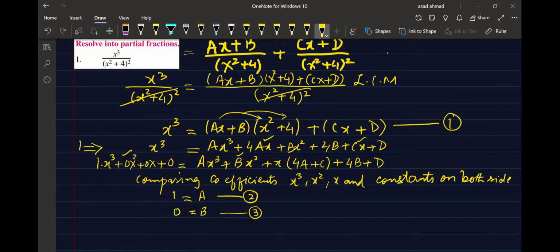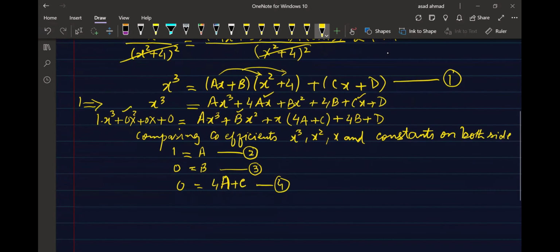And we don't have any coefficient on the left-hand side for the coefficient of x. So we will equate 4a plus c equals 0 as well. This is equation number 4. And finally, we have constant terms, which say 4b plus d equals 0 again. So this would be equation number 5.